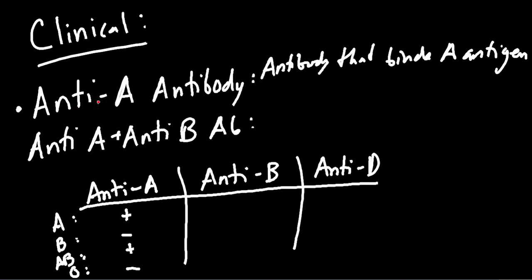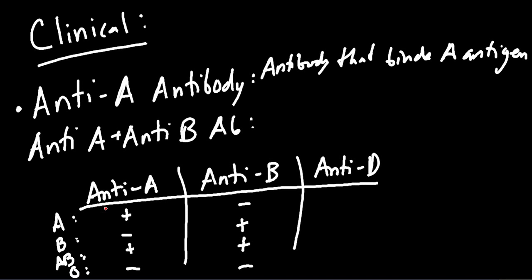Now, the same thing for anti-B antibodies. We're going to look for the B antigen. And when we see the B antigen, it will be a positive test result. We'll see that coagulation of the patient's blood. So for anti-B, you will not see it in blood type A patients. You will see it in blood type B. You will see it in blood type AB. And you will not see it in blood type O.